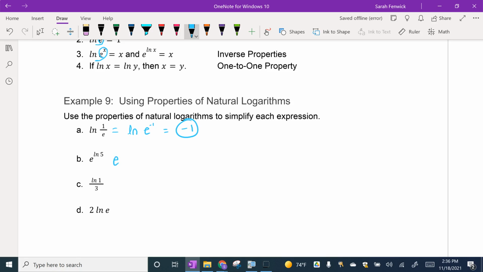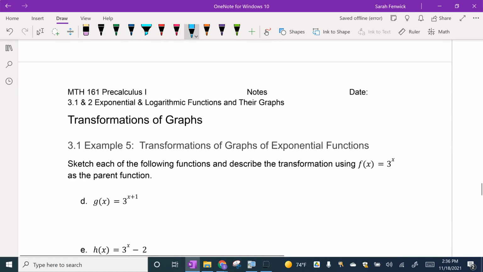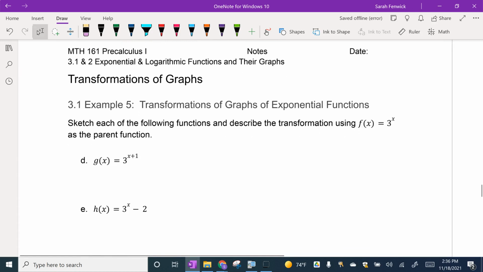Here, because I have e to the log base e of 5, it's 5. Ln 1 is equal to 0, so you have 0 divided by 3 is 0. Ln e is 1, so I have 2 times 1. All right. Next, we're going to get into transformation of graphs. Let's cut it right there, and we'll come back for that.